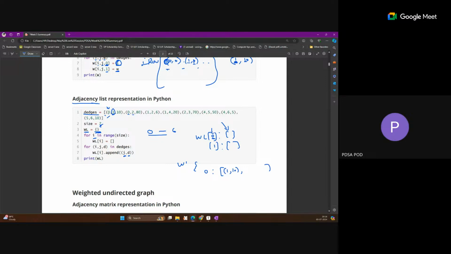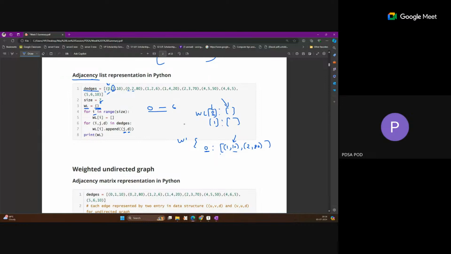Another is 0 to 2. So you can see another tuple will come in this list. So that will contain 2, comma 80. Okay. Now you can see there is no other edge going from 0 to any other vertex. So that means this is the key 0, and this is the list of tuples where each tuple is representing one edge, that is a destination from 0 with weights. So in this way, we are storing the data, and we will store this information for each vertex.